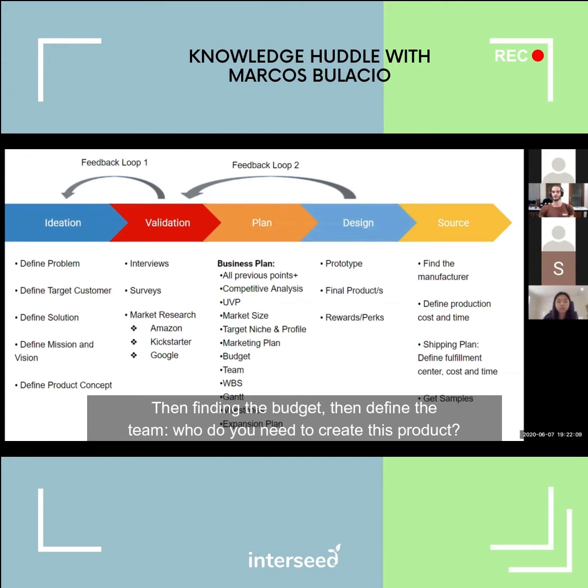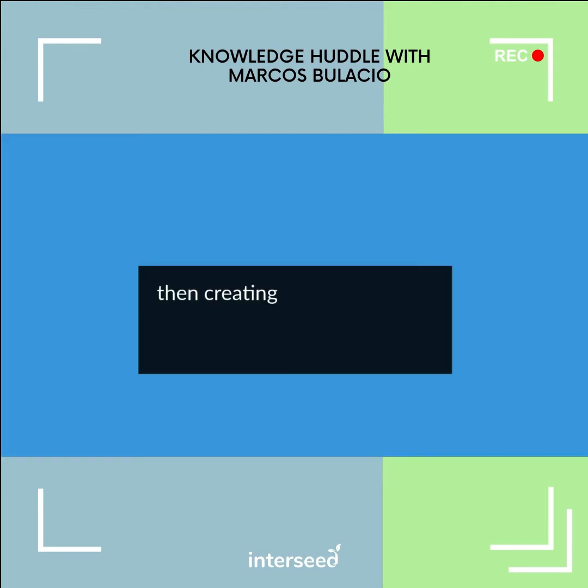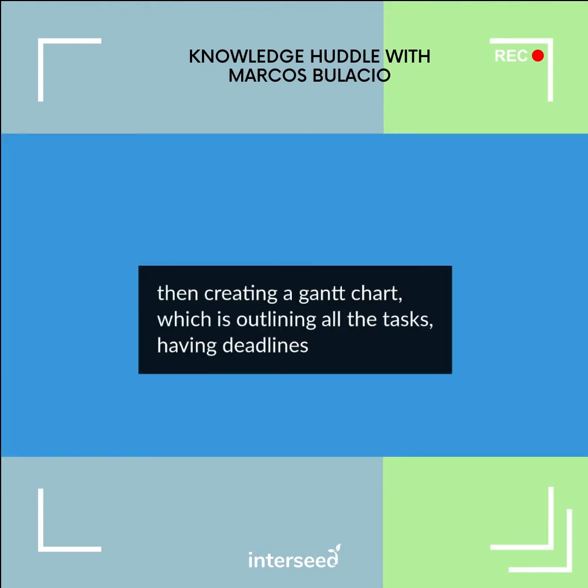Who do you need to create this product? Then creating something called the WBS, which is the work breakdown structure. It's like a graph that breaks down all the different components into tasks, creating a mind map of all the tasks that you need to execute in order to create this product. Then create a Gantt chart, which is a timeline to throw all the tasks, having deadlines for each one.